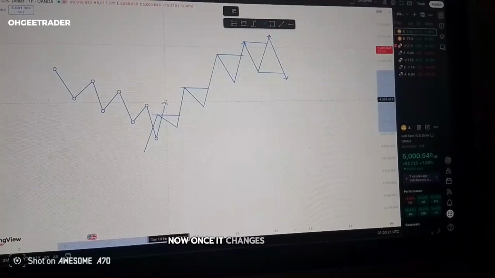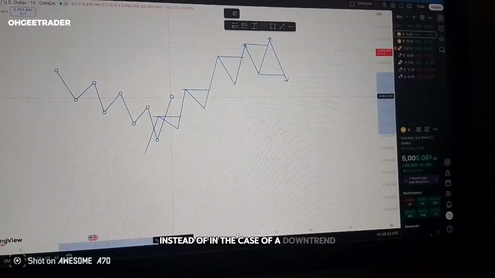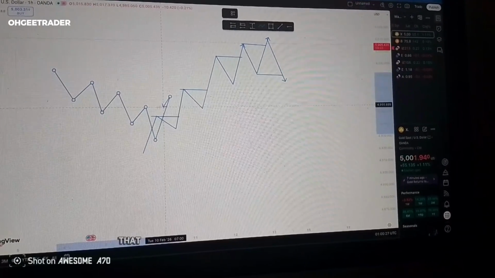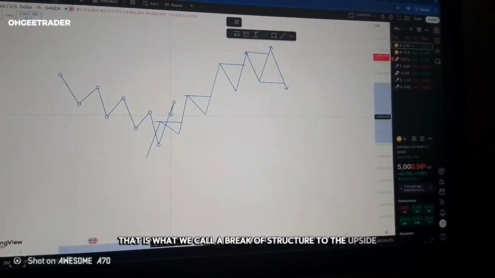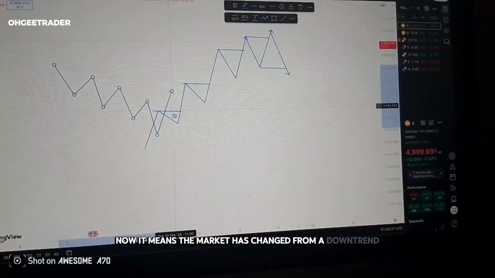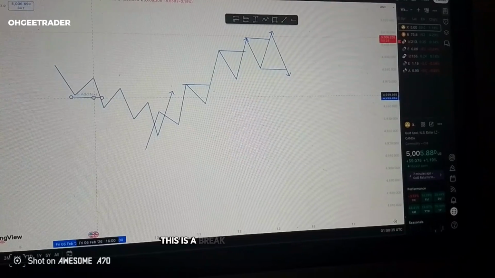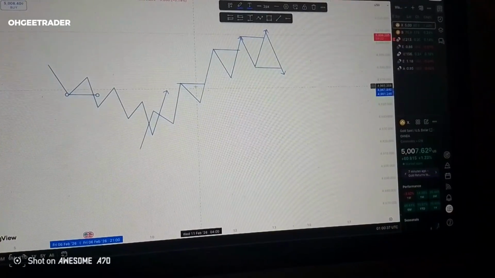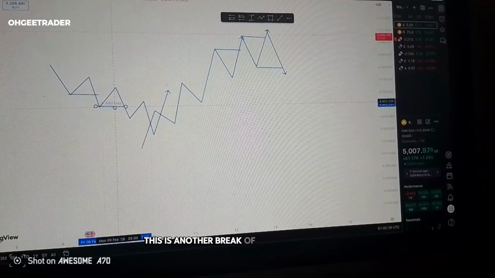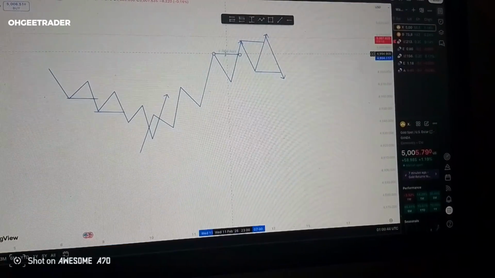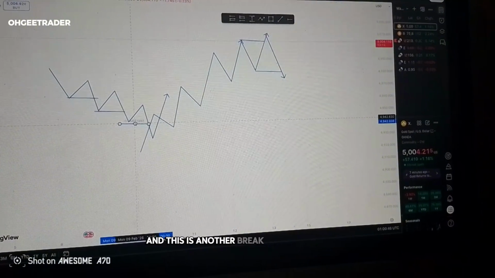Now in the case of a downtrend, instead of taking this low here, once it takes out this high here, that's what we call a break of structure to the upside. It means the market has changed from a downtrend, it's now in an uptrend, right? This is a break of structure here, guys. This is another break of structure here, guys. And this is another break of structure here.